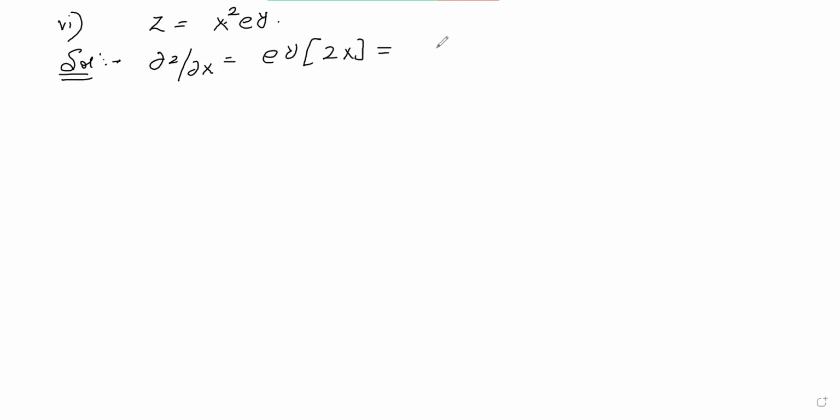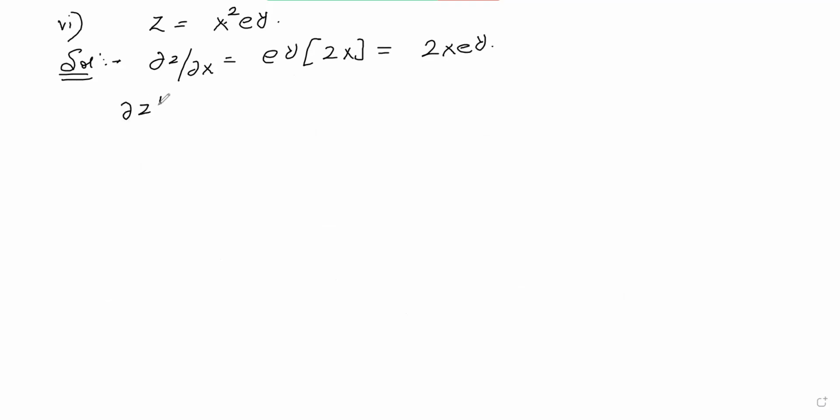We are given that z is equal to x square e to the power y. Okay, so this is very easy. Del z by del x will be, when I'm differentiating with respect to x, e to the power y in this case is a constant term. So the derivative of x square is 2x. My answer is 2x e to the power y.